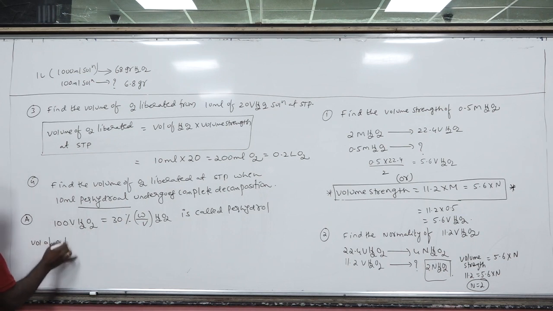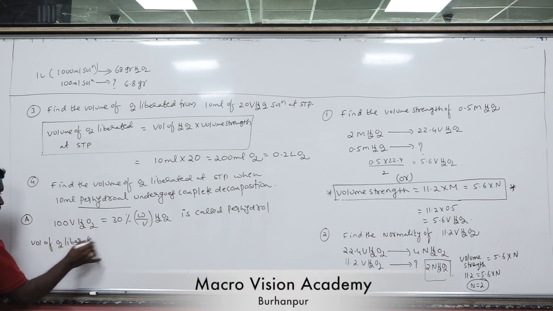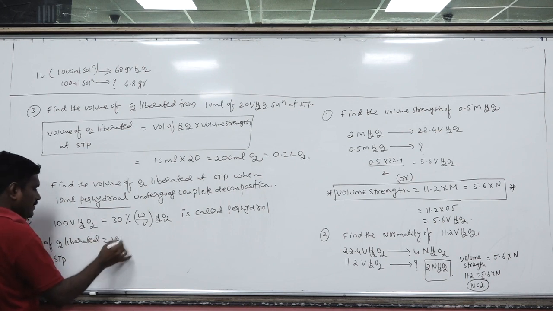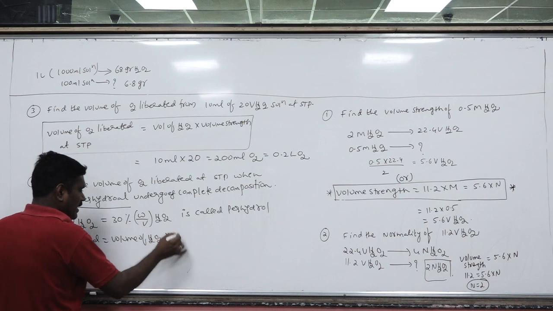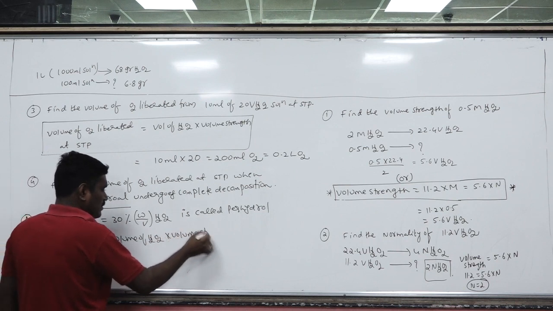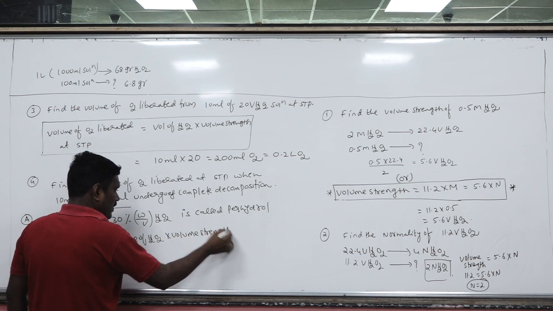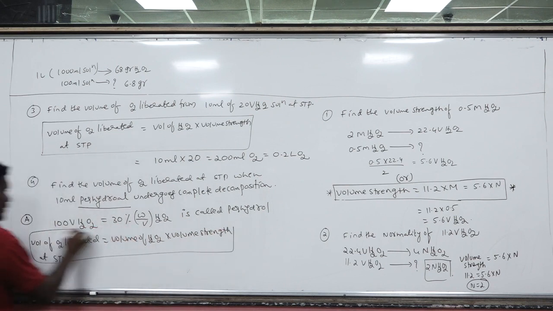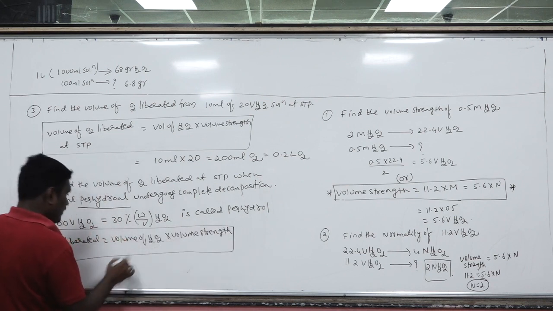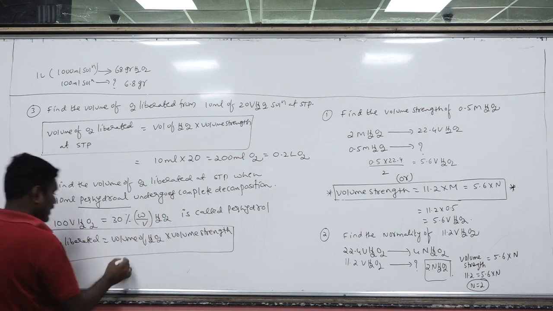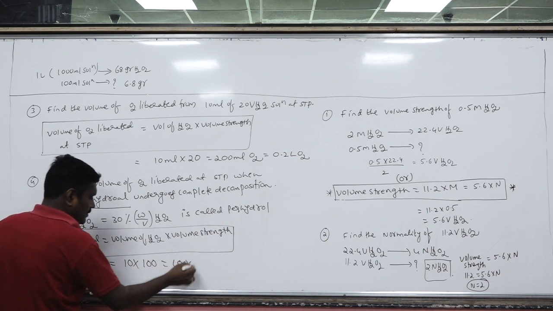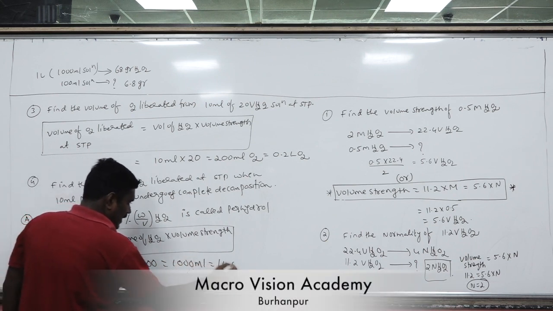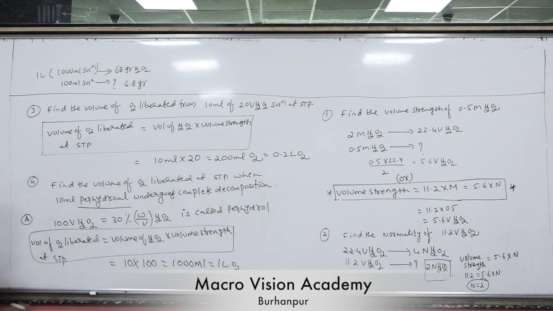Volume of O2 liberated at STP is equal to volume of H2O2 solution multiplied by volume strength of H2O2. So, what is the volume of H2O2 given? 10 ml. What is the volume strength? 100. So that is 1000 ml, nothing but 1 liter O2.